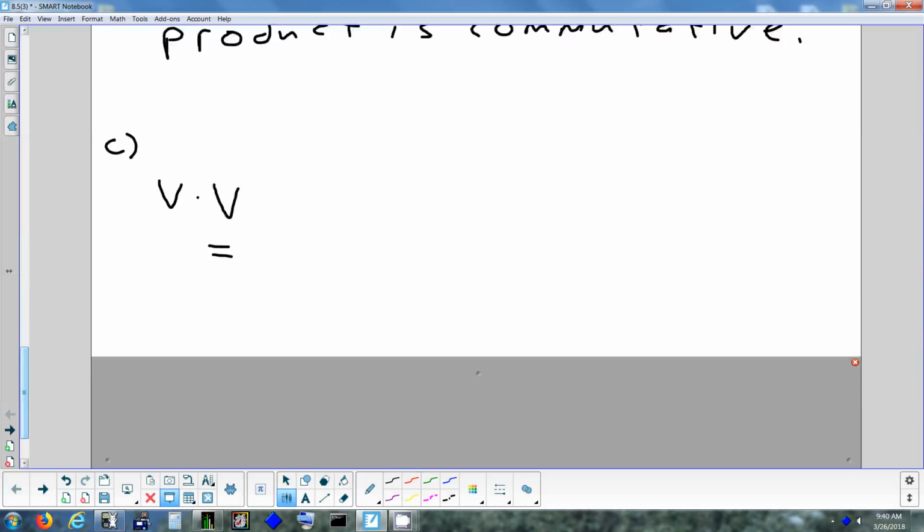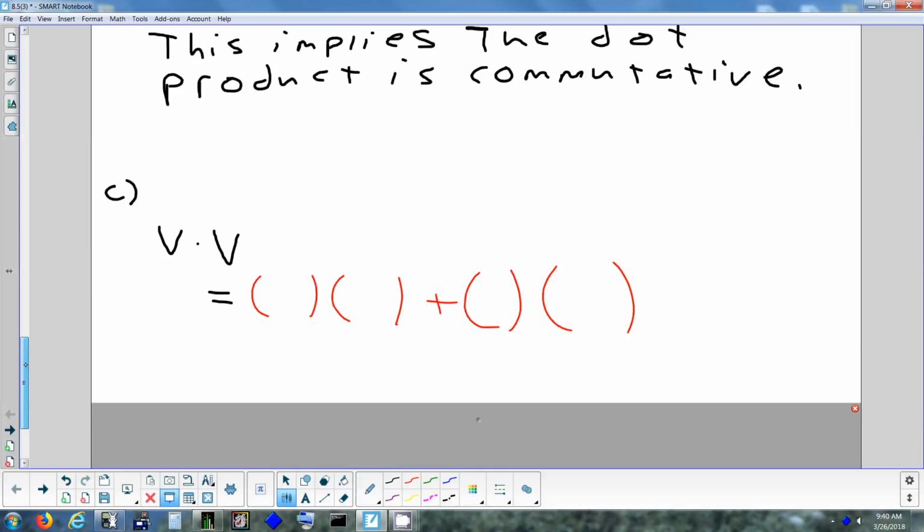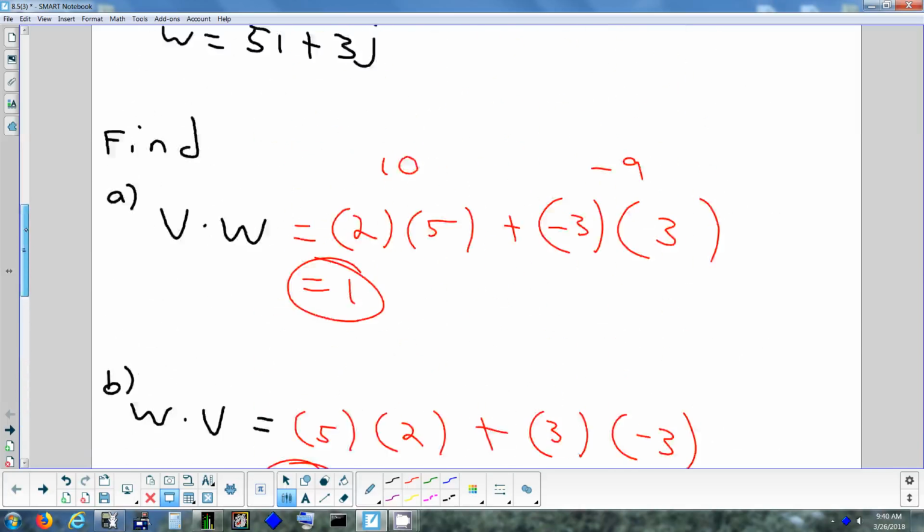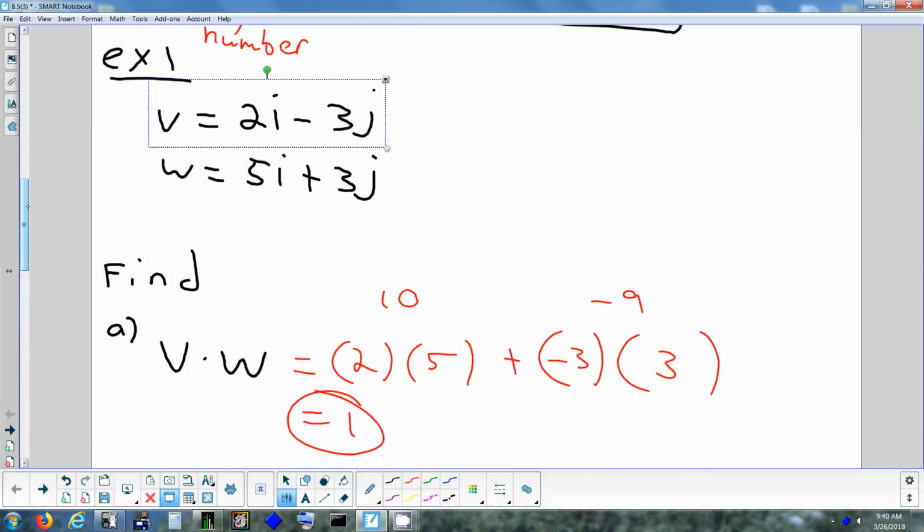Okay, let's try V dot V. So we'll go back up so we can see it. Okay, what would be my calculation for V dot V?